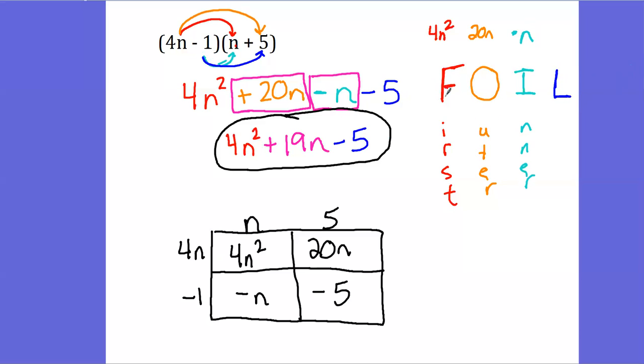You can probably guess if F stands for first with the 4n and the n, L is going to stand for last. This is the last term in this binomial. This is the last term in this binomial. You need to make sure those get multiplied. So -1 times +5 gives you -5. So the L part of FOIL would give you -5 right here. This is just a really neat little way to help you, or to force you to multiply each part here, and to make sure that you get the correct answer.